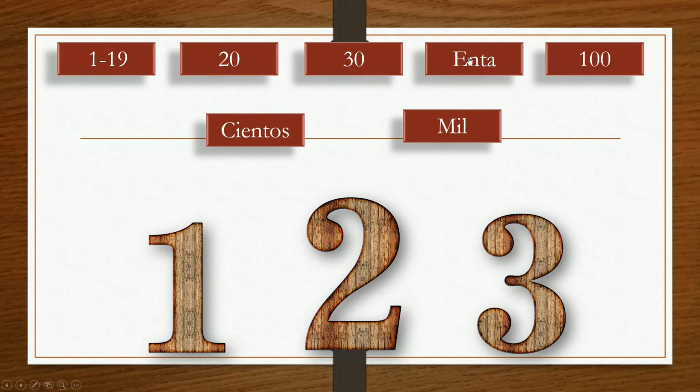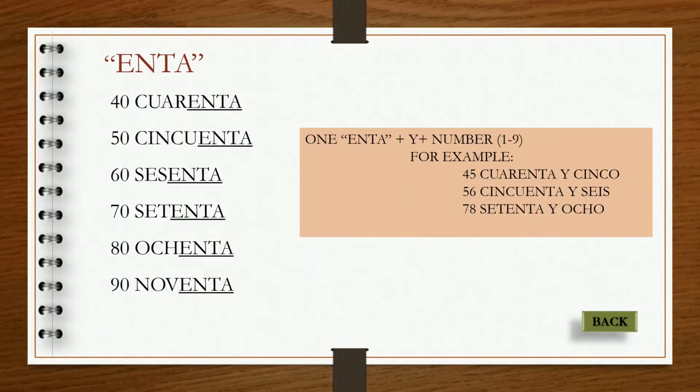Great, so now we get to check a big group, but it is an easy group at the same time. In this case, this group is the one with the termination enta, and this group involves from the number 40 to the number 90. And again, we have a formula for you. But first, let's read them so you can repeat. 40, 50, 60, 70, 80, and 90.